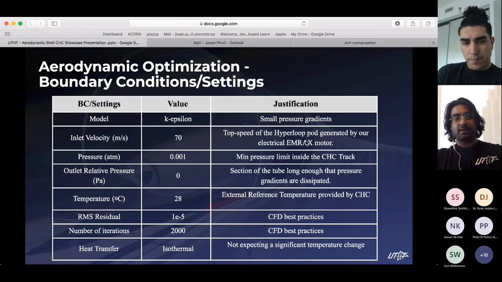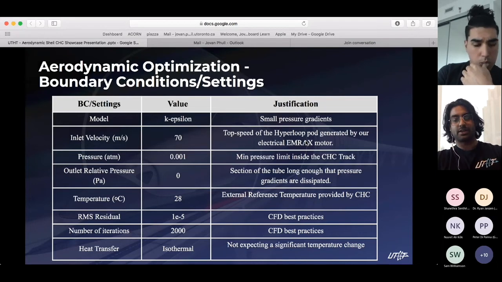So here's just a quick background on our boundary conditions and our settings. We used a k-epsilon model and set our inlet velocity to 70 meters per second, which is roughly, I think, 250 kilometers an hour, which is our anticipated top speed from our MRAX motor, which is anticipated for a kilometer track. Then the pressure is 0.001 atmospheres, which is the minimum pressure limit inside the CHC tube, and the temperature being 28 degrees, as well as some residual settings and number of iterations based on research that we've done on this as well.